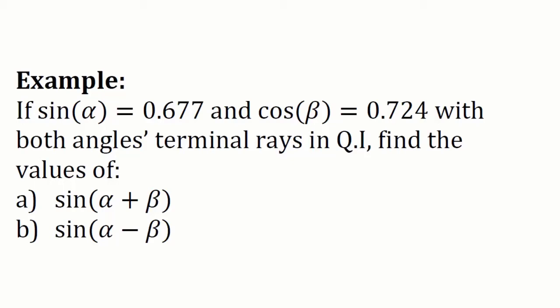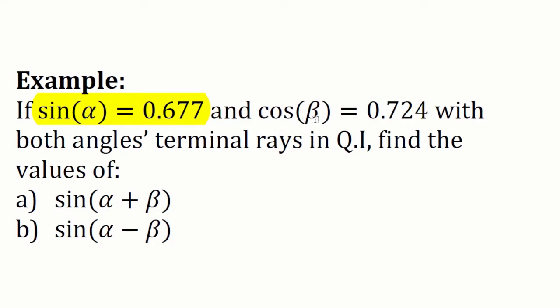And let's now look at another example. So let's spend some time reading the problem itself here. So here we are given that sine of alpha equals 0.677. So alpha here is the angle, and we have sine of alpha given in decimal as 0.677. So that's one highlighted piece of information.